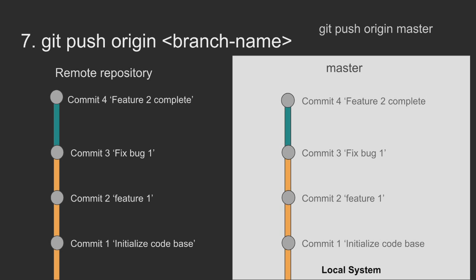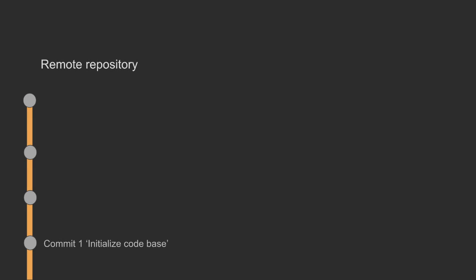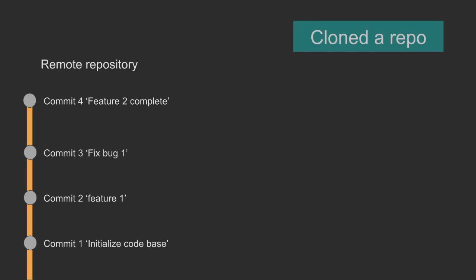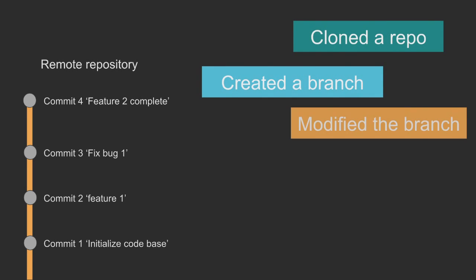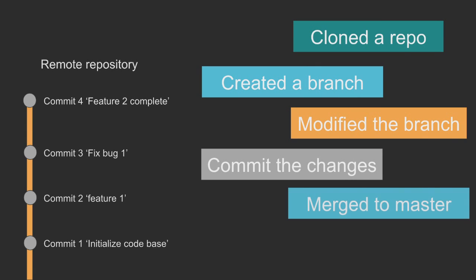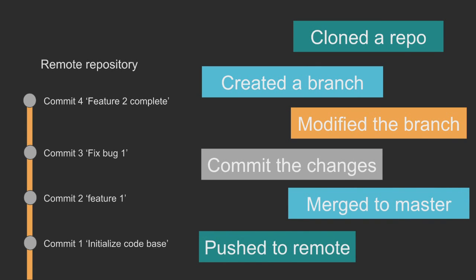After this command is run, we have our remote repository up to date with Tom's changes and anyone can access them. So after running all these commands, what we are left with is this, a remote repository that now has 4 commits, including the commit that Tom made. To sum it up, we cloned a remote repo, created a development branch, made changes to it, created a commit, merged the commit to master, and then pushed the commit to the remote repo.